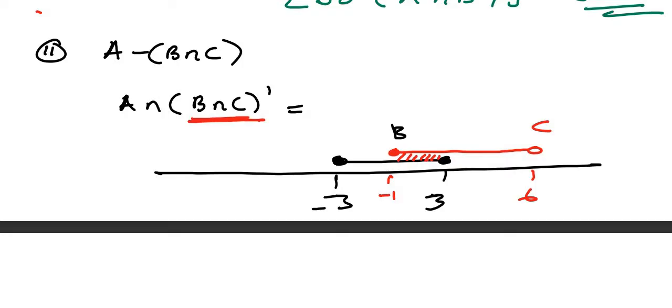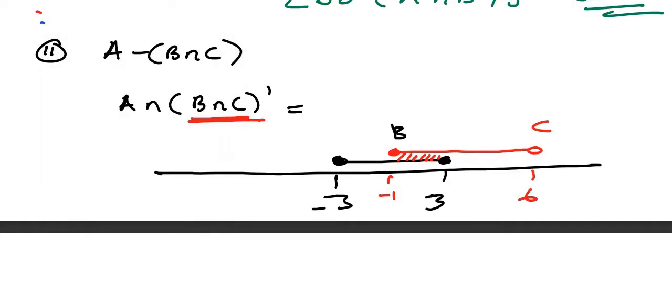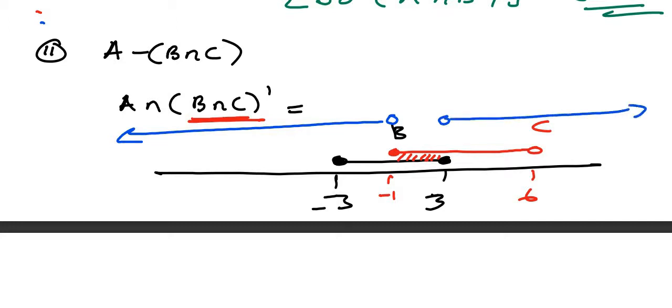Now they want the complement. So what is outside negative 1, 3? What is outside is going to be from negative 1 going this side, and also from 3 going this side. This is B intersection C with a complement. Is this okay, guys? Is everyone okay here? Anyone who has any question here?